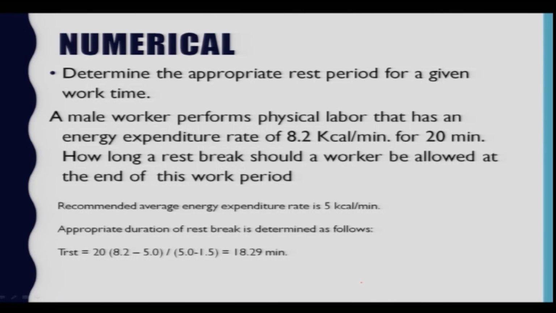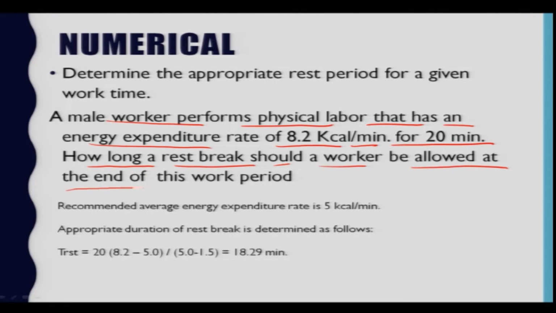Now it's time for solving one numerical. This numerical is for you. It is just about putting the appropriate values in this formula, and your job is done. The question is to determine the appropriate rest period for a given work time. A male worker performs physical labor that has an energy expenditure rate of 8.2 kilocalorie per minute for 20 minutes. How long a rest break should the worker be allowed at the end of this work period?